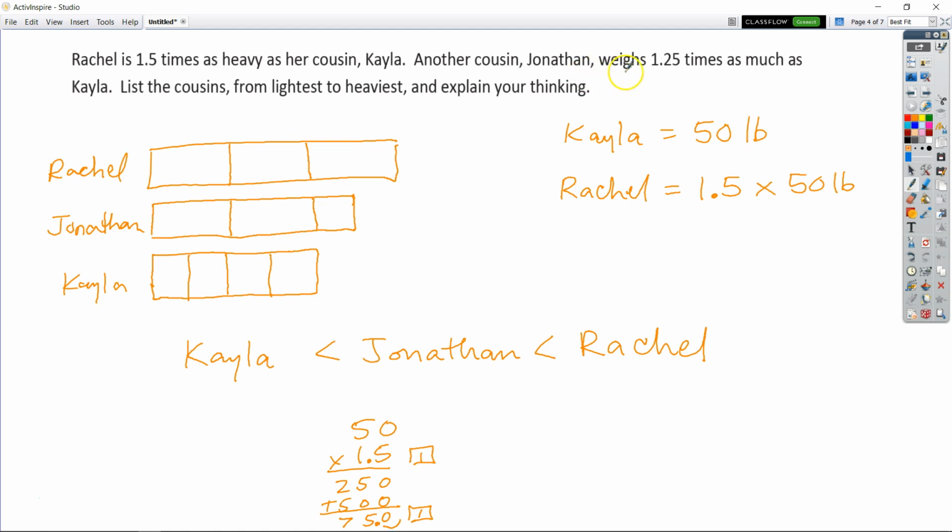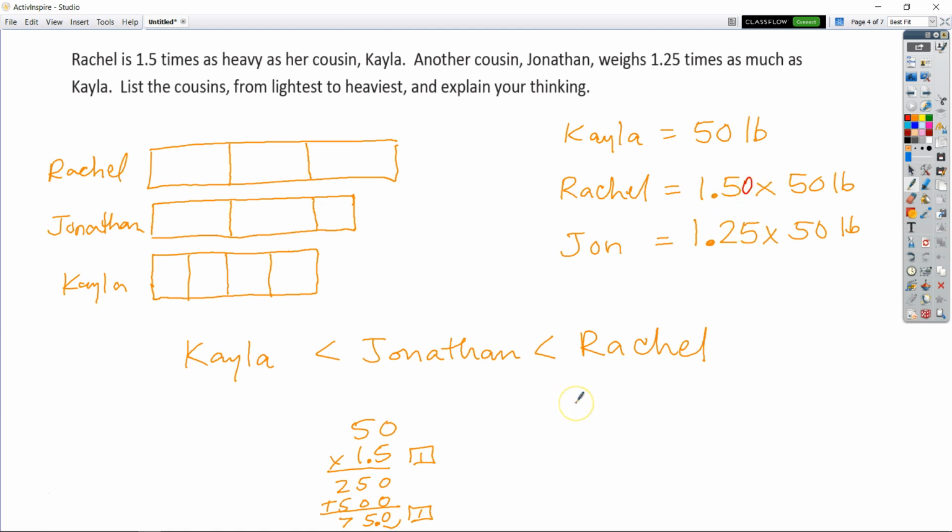Now we said, well, Jonathan weighs 1 and 2/25 times as much as Kayla. So Jonathan would be 1 and 2/25 times the weight of Kayla. So we know that this is closer to 1, so it's going to be less than Rachel. Don't be confused. I could put a 0 there for my placeholder for Rachel's weight, and that still has 5/10, which is the same as 50/100.